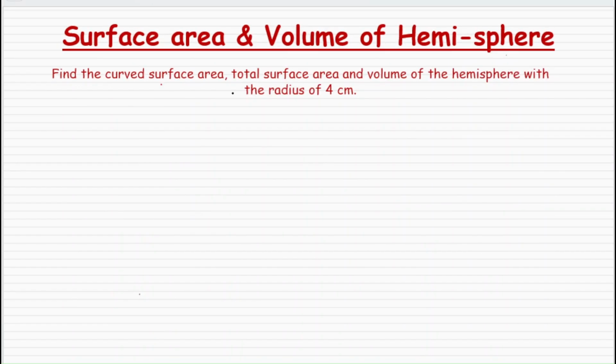The next question is where we have to find the surface area and volume of a hemisphere with the radius of 4 centimeter. And we know that a hemisphere has both curved as well as total surface area. So we will find both. Let's start with the curved surface area. The curved surface area of a hemisphere is 2 pi r square. So 2 times 3.14 times 4 times 4. The answer on multiplication would give you 100.48 centimeters square.